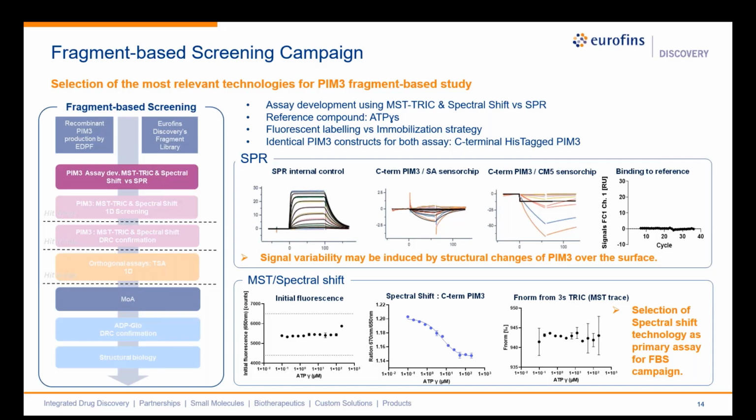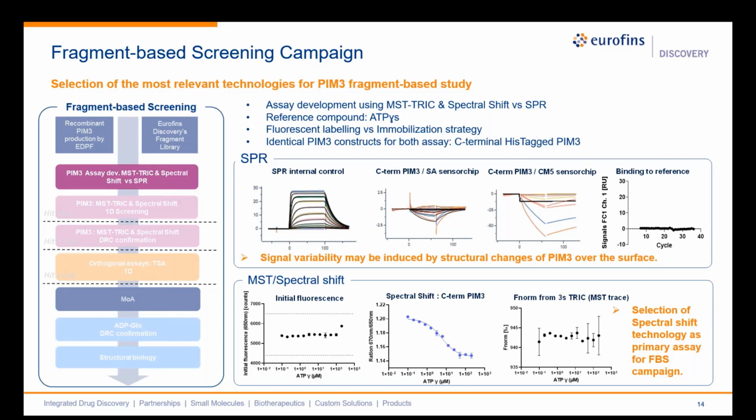The signal variability observed was induced by structural changes of PIM3 over the surface. In parallel, we developed the MST spectral shift assay. We obtained a good labeling level as shown on this graph. The initial fluorescence was around 5,000 counts and was not affected by ATP binding.